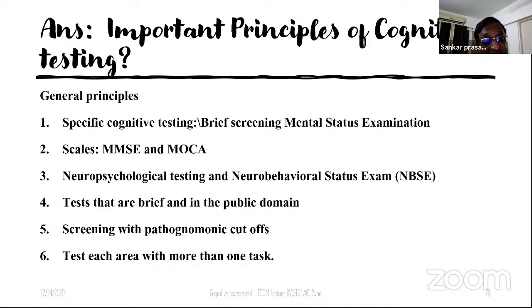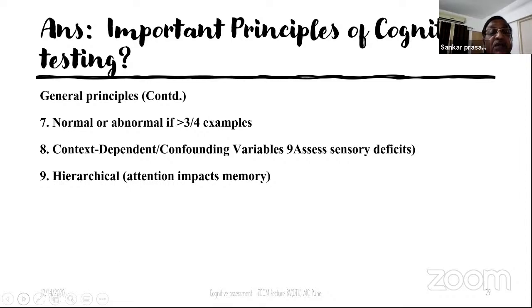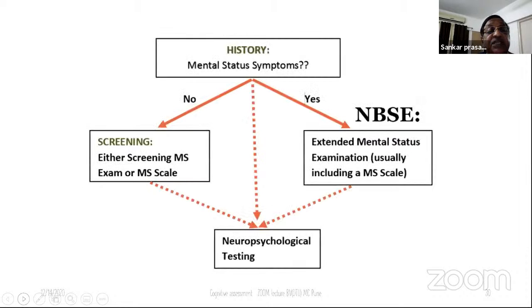So the individual, if there are 5 tests, he may do 1 or 2 or 3 well, but the other 2 may be abnormal. So each domain has to be tested with more than one task. So normal or abnormal, you can decide by if more than 3 out of the 4 tasks of that domain are abnormal. Context dependent, confounding variables, then you have to look at the sensory deficits, whether this individual has graphesthesia, stereognosis, any other sensory processing problems. And as I said, hierarchical, because attention impacts memory. So if attention is impaired, there is no point in doing a detailed memory examination. So first of all you should know how to assess attention as a neurologist.